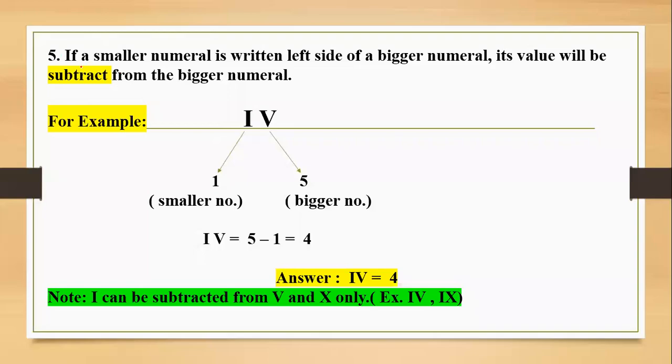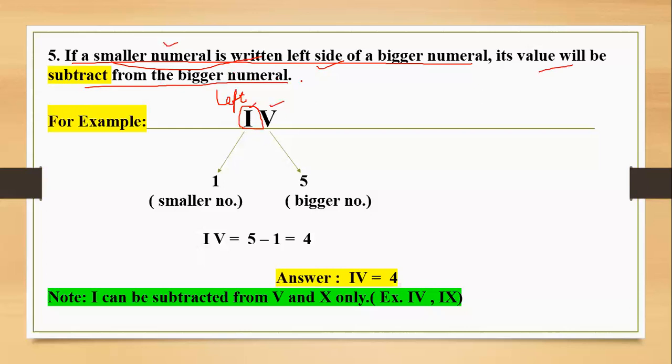Now the next property is, if a smaller numeral is written on the left side of the bigger numeral, then its value will be subtracted from the bigger number. What the property is saying is that if the smaller number is written on the left side of the bigger number, as we can see that I is smaller and V is bigger, and the small number I is on the left side according to the property, then we have to subtract the smaller from the bigger.